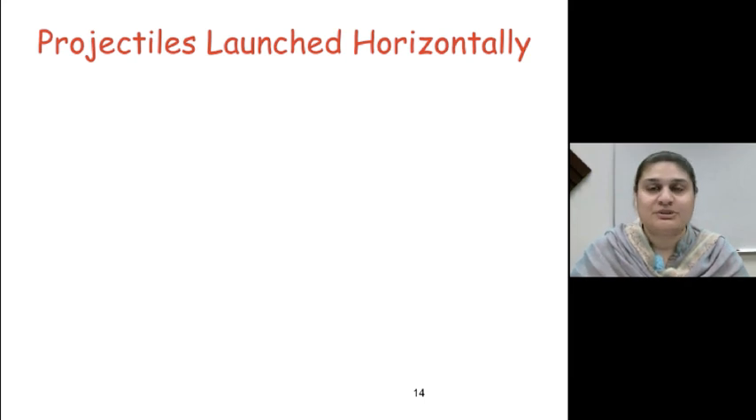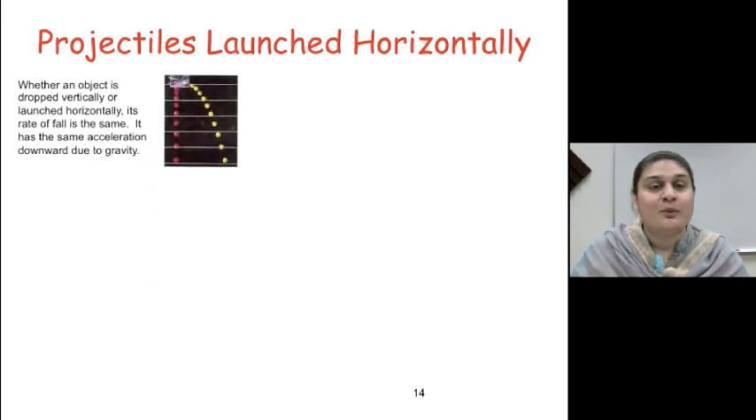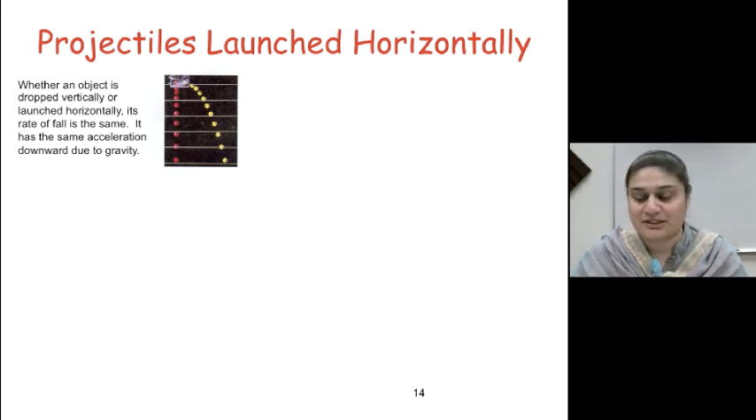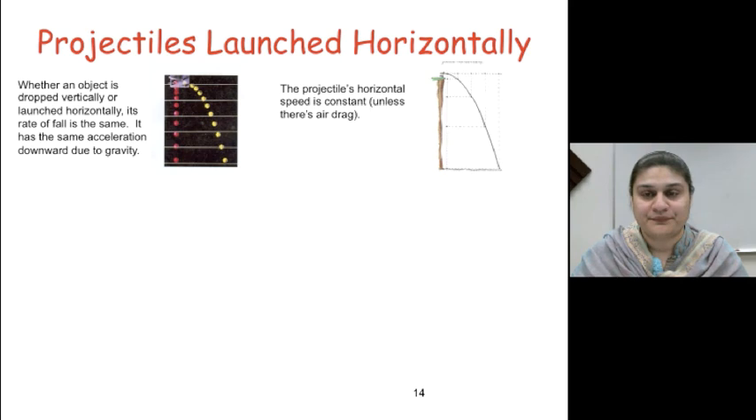Why is that? Projectiles launched horizontally: whether the object is dropped vertically or launched horizontally, the rate of fall is the same. It always has the same acceleration, which is 9.8, due to gravity. Okay? A projectile's horizontal speed is constant unless there is air drag. As long as we don't consider the air drag, we pretty much can assume that the horizontal speed is absolutely constant, and there is no acceleration in that direction.